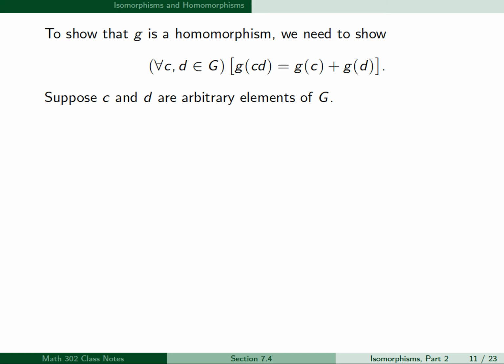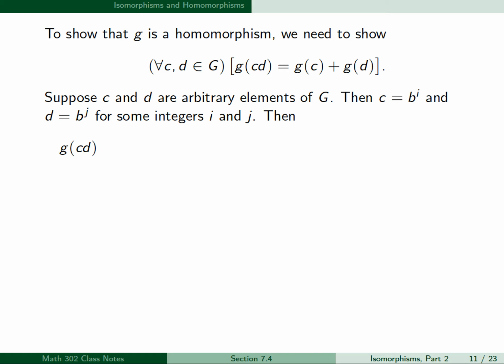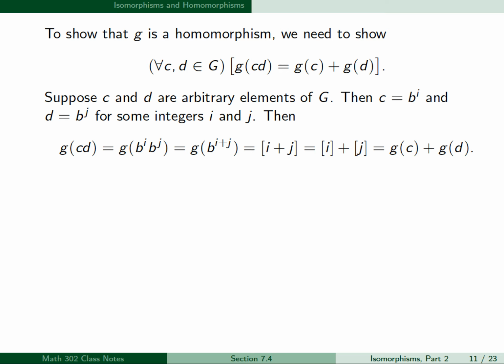So suppose c and d are arbitrary elements of G, then c is equal to b to the i and d is equal to b to the j for some integers i and j. Then g of cd is equal to g of b to the i, b to the j, which is equal to g of b to the i plus j, which by definition of our function g is the congruence class of i plus j. And we know that when you add two congruence classes, you'll get the congruence class of the sum, so this will be the congruence class of i plus the class of j, which is equal to g of c plus g of d. And therefore g is a homomorphism.